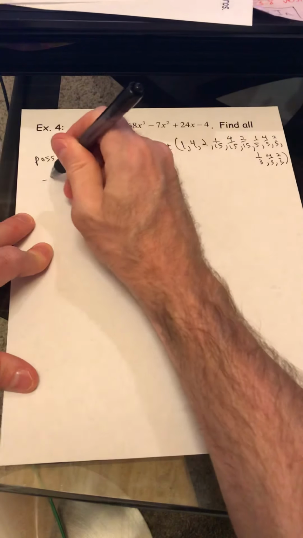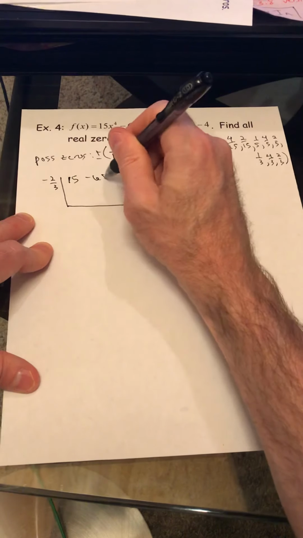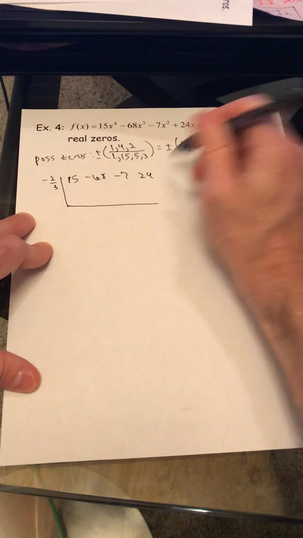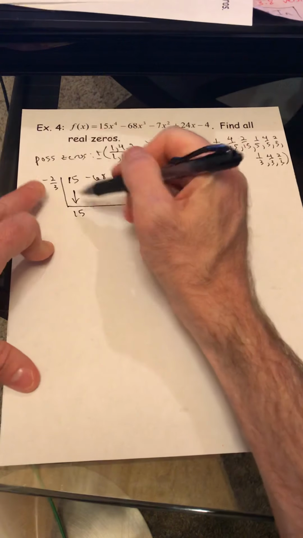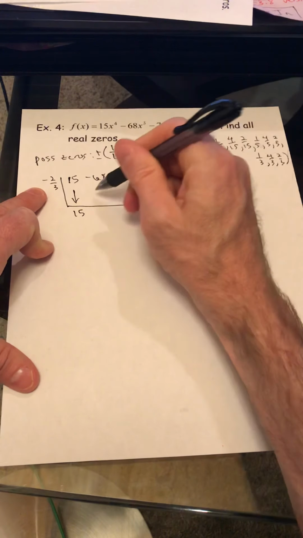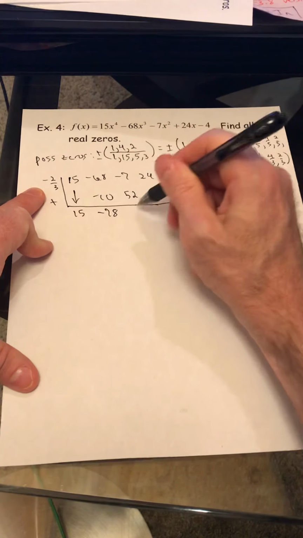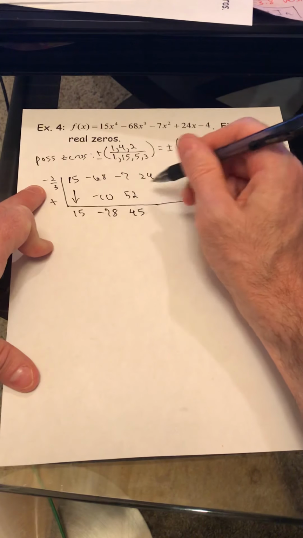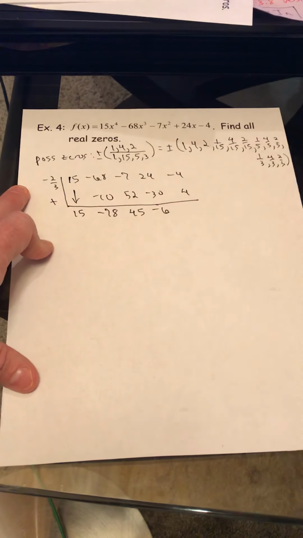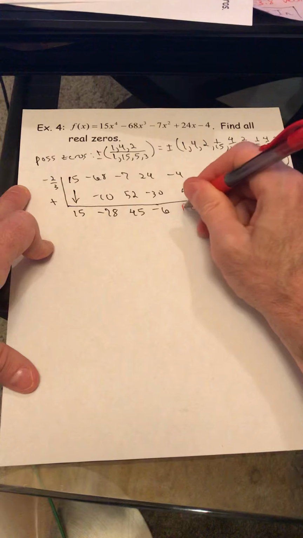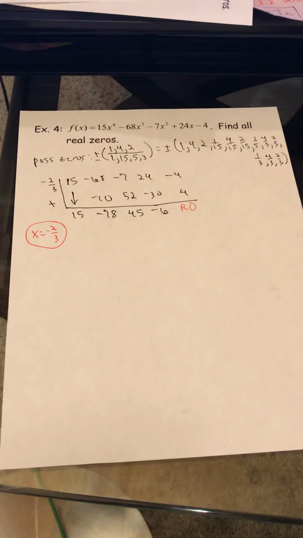So I'm going to start my synthetic division with -2 thirds. And these numbers aren't going to be the nicest and neatest to use, but bring down the 15. Let's see, -2 thirds is -10, -78, 52, 45, -30, -6, and +4. So our remainder, once again, is 0. So we have verified or found, whatever you want to say, one of the zeros at -2 thirds.